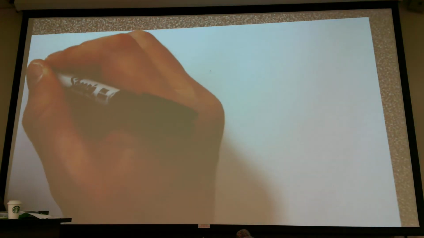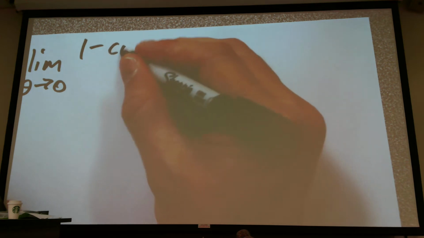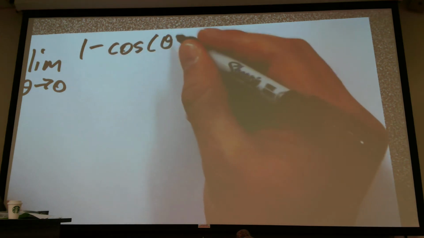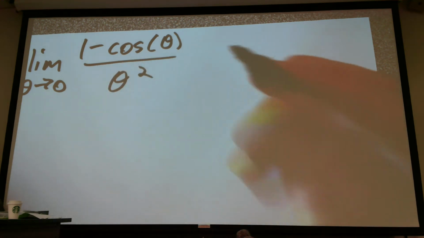Okay, this will be just a short video with a few more examples involving indeterminate forms, L'Hopital's rule, and actually one that doesn't have L'Hopital's rule. Let's say we were taking the limit as theta tends towards 0 of 1 minus cosine of theta divided by theta squared.